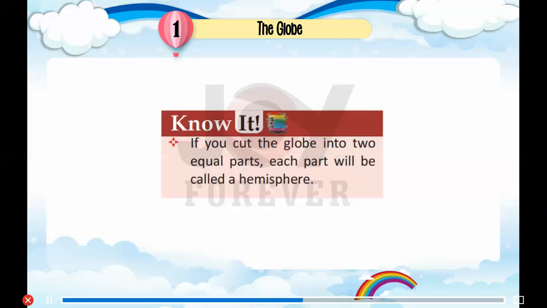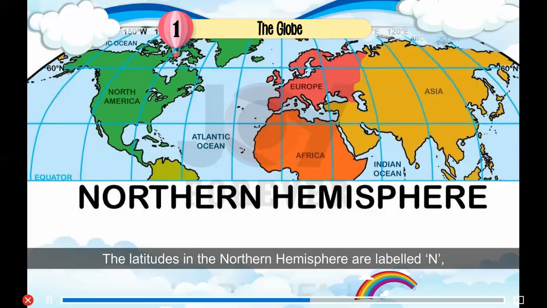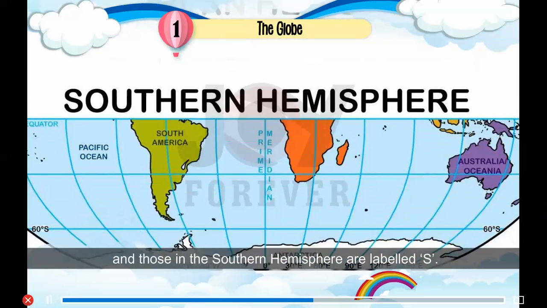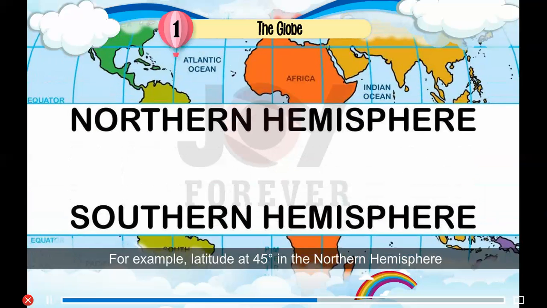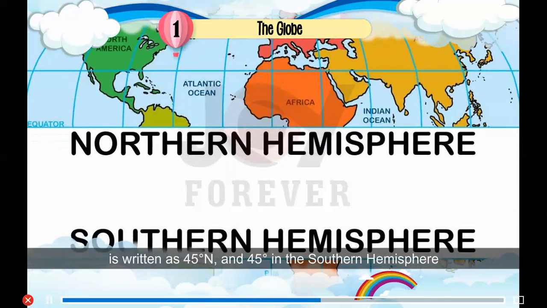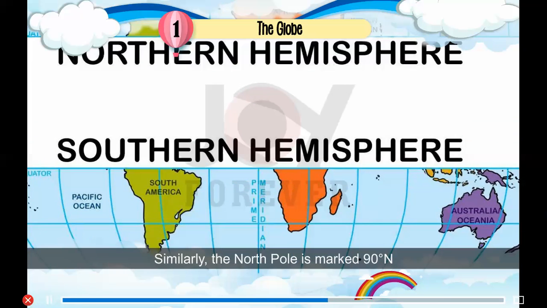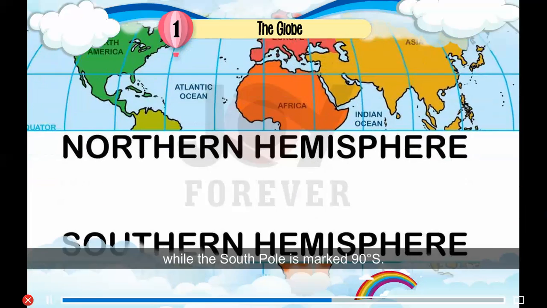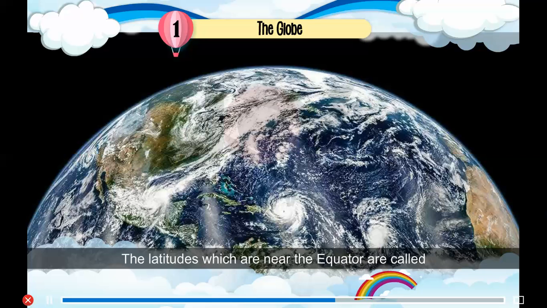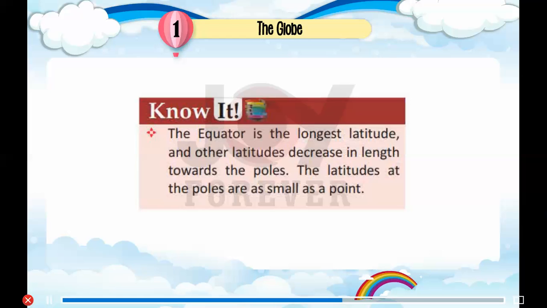Know it. If you cut the globe into two equal parts, each part will be called a hemisphere. The latitudes in the northern hemisphere are labeled N, and those in the southern hemisphere are labeled S. For example, latitude at 45 degrees in the Northern Hemisphere is written as 45 degrees north, and 45 degrees in the Southern Hemisphere is written as 45 degrees south. Similarly, the North Pole is marked 90 degrees north, while the South Pole is marked 90 degrees south. The latitudes which are near the equator are called low latitudes, and those near the poles are called high latitudes. Know it. The equator is the longest latitude, and other latitudes decrease in length towards the poles. The latitudes at the poles are as small as a point.